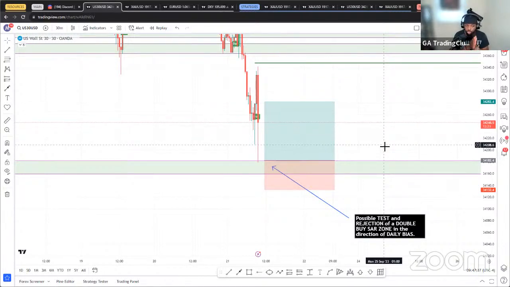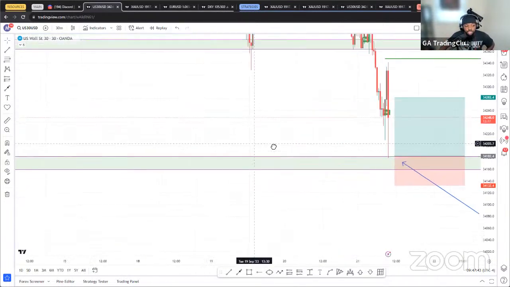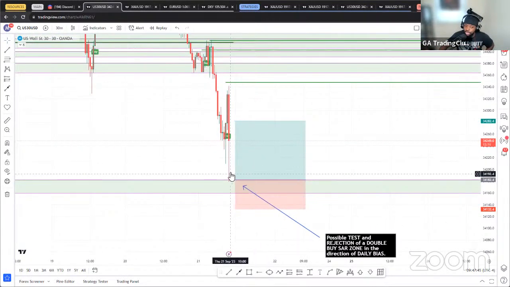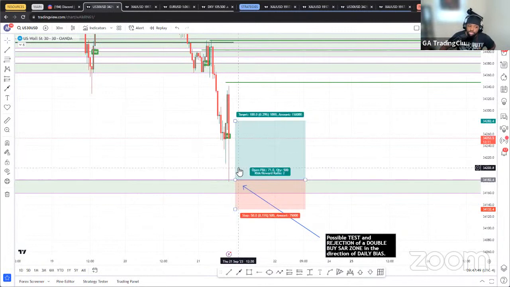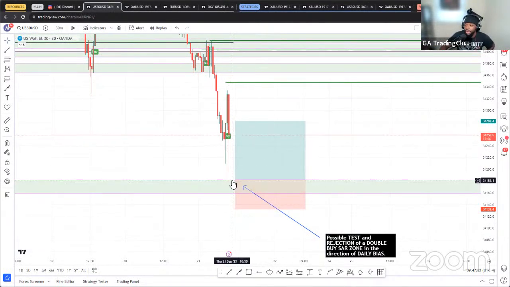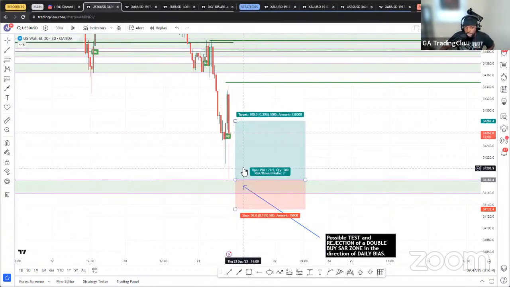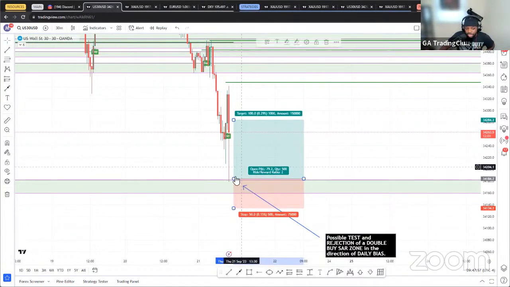So I need two consecutive 30-minute candles to close above this zone. The first candle has tested that zone. That's my test candle. I need the next 30-minute candle to close above this zone as well. The next 30-minute candle doesn't have to come back all the way down here. I would prefer for it to do that so that I can enter exactly on the third 30-minute candle.